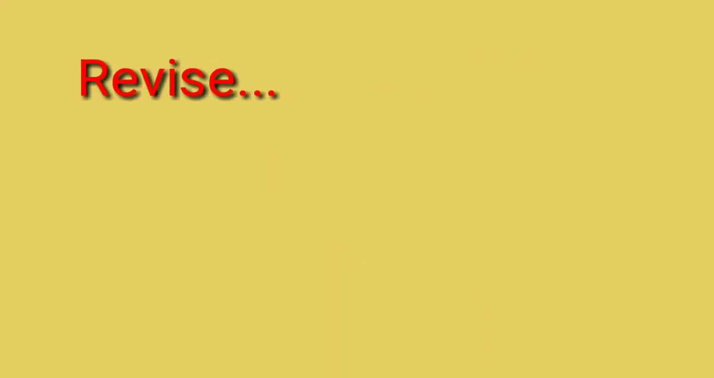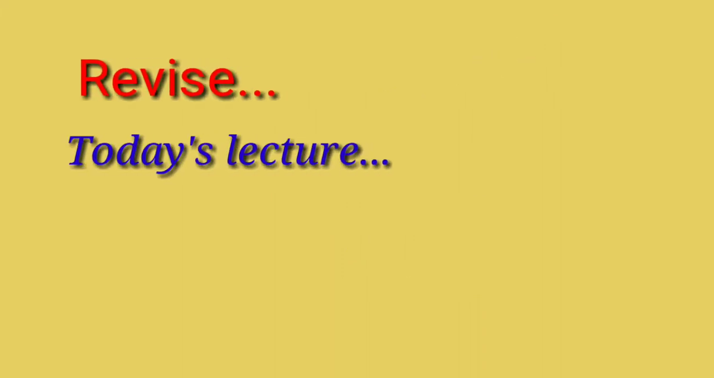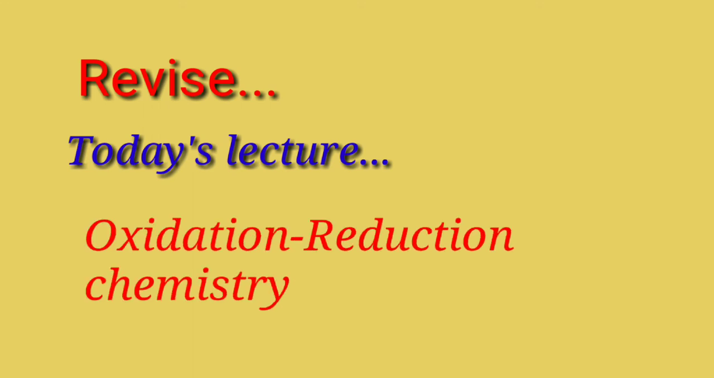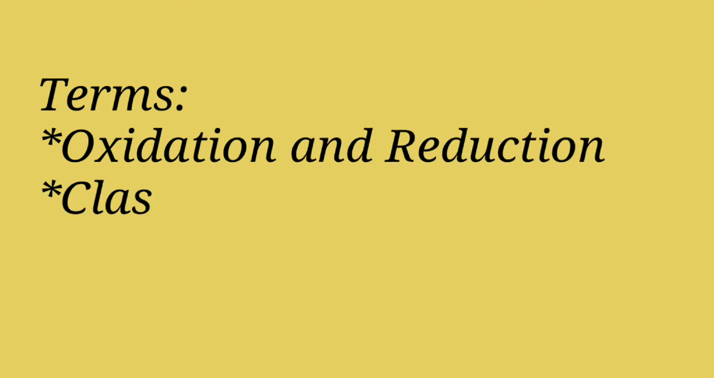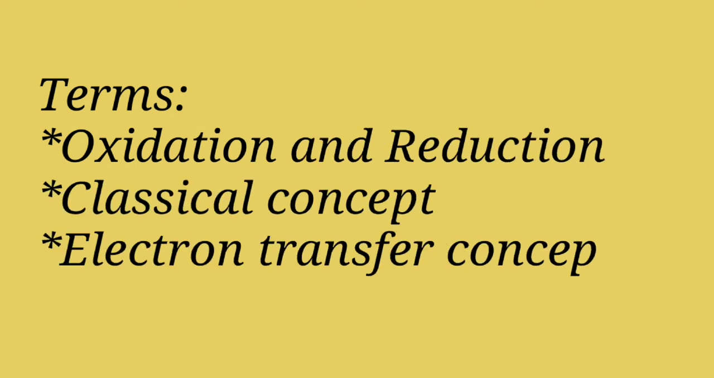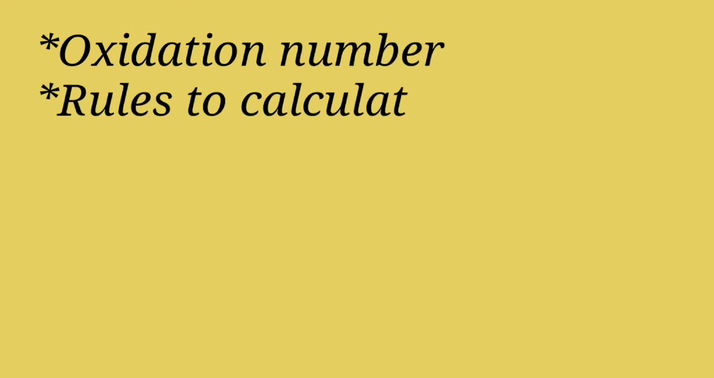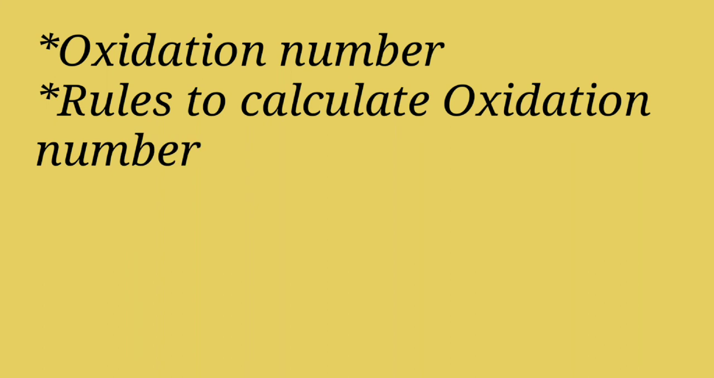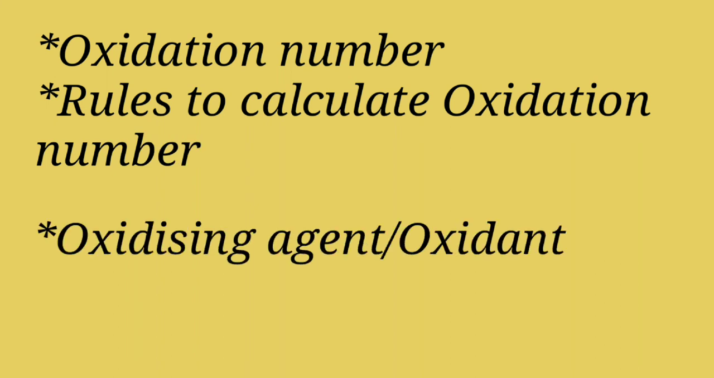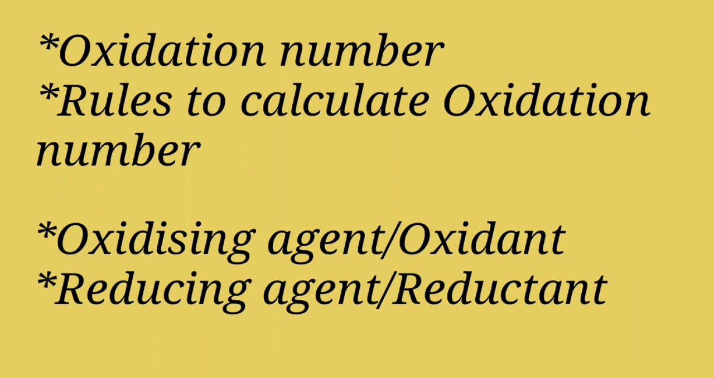Students, in today's lecture, we have started with the topic of oxidation reduction chemistry. We have defined the terms oxidation and reduction, their classical concept as well as the electron transfer concept. Similarly, oxidation and reduction on the basis of oxidation number. Then we have also discussed oxidation number. We have seen rules to calculate oxidation number. We have also defined the terms oxidizing agent and reducing agent.